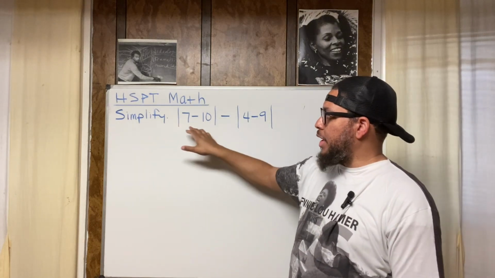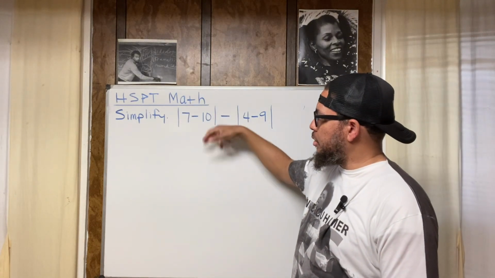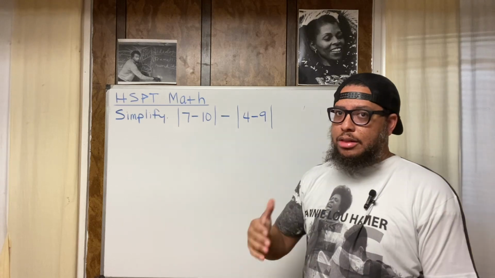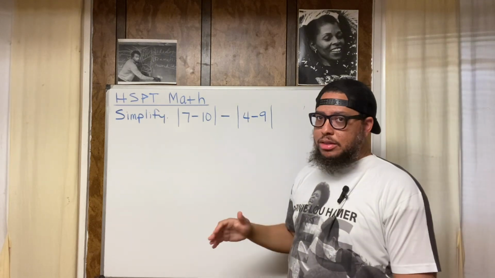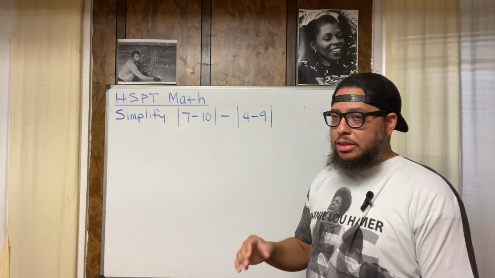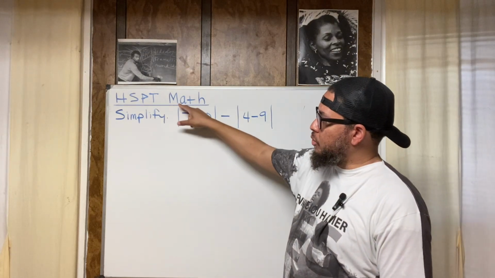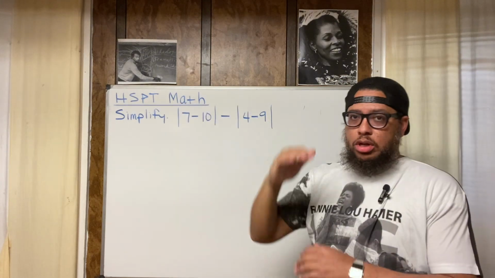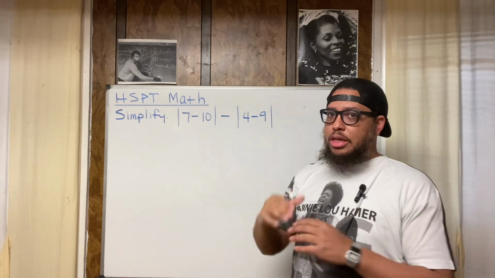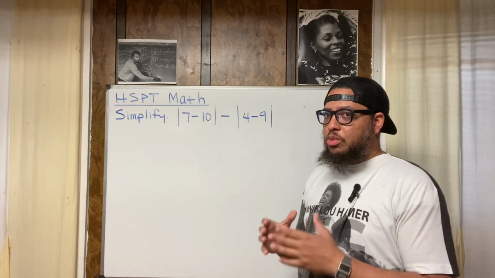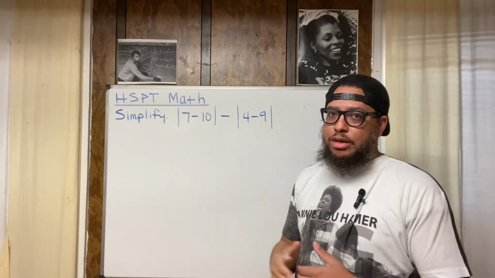This is an absolute value because these vertical bars, they're not ones. Again, they're not ones. They're not parentheses. They're not brackets. They're not braces. They are absolute value bars. When you see vertical bars that are taller or vertically longer than the numbers that are enclosed within them, these are called absolute value bars.